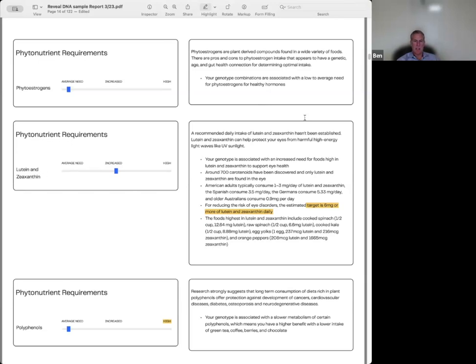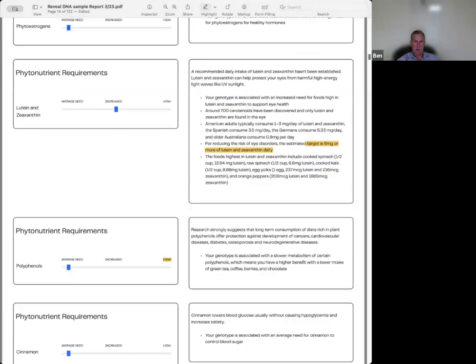Next would be lutein and zeaxanthin. There's not an established daily amount, but we do know that people who eat foods rich in lutein and zeaxanthin have good health outcomes, especially with eyes. And for reducing the risk of eye disorders, the estimated target is 6 milligrams more daily. And you can get that with your spinach, your kale, your egg yolks.